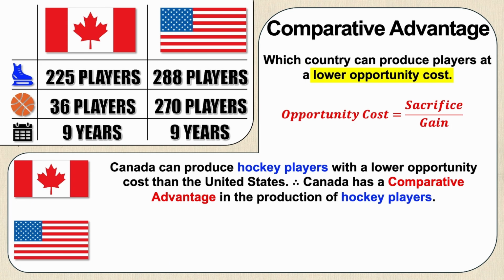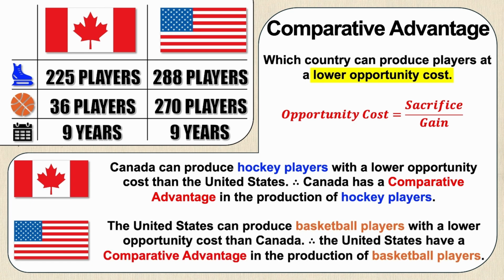Now, to summarize what we just said, Canada can produce hockey players with a lower opportunity cost than the United States. Therefore, Canada has a comparative advantage in the production of hockey players. On the other hand, the United States can produce basketball players with a lower opportunity cost than Canada. Therefore, the United States has a comparative advantage in the production of basketball players.